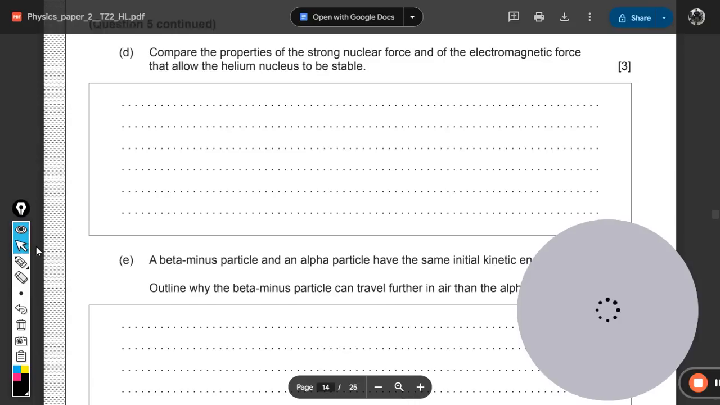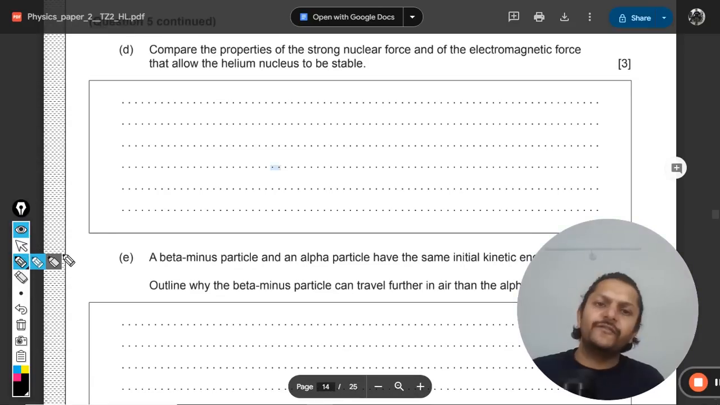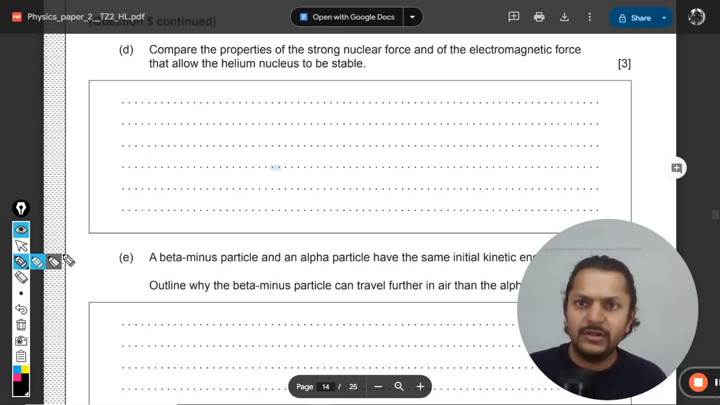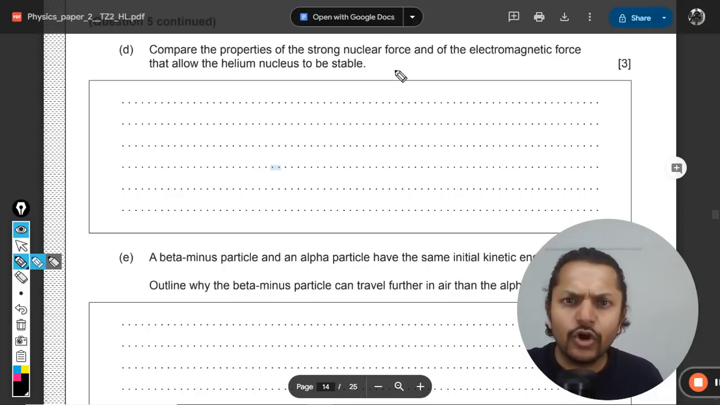Compare the properties of the strong nuclear force and of the electromagnetic force that allow the helium nucleus to be stable.